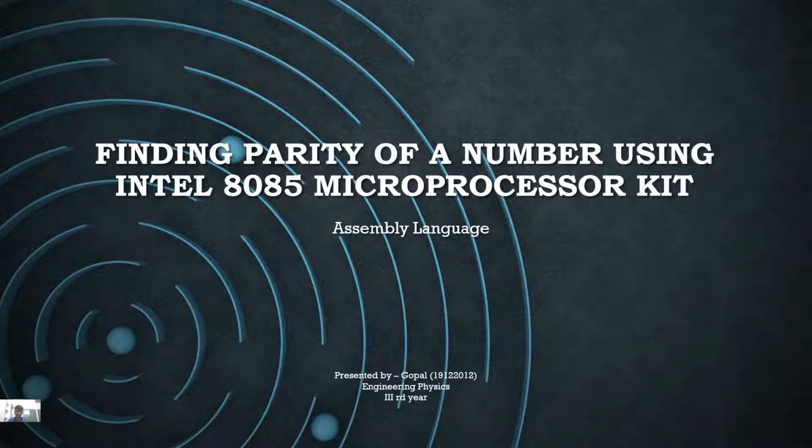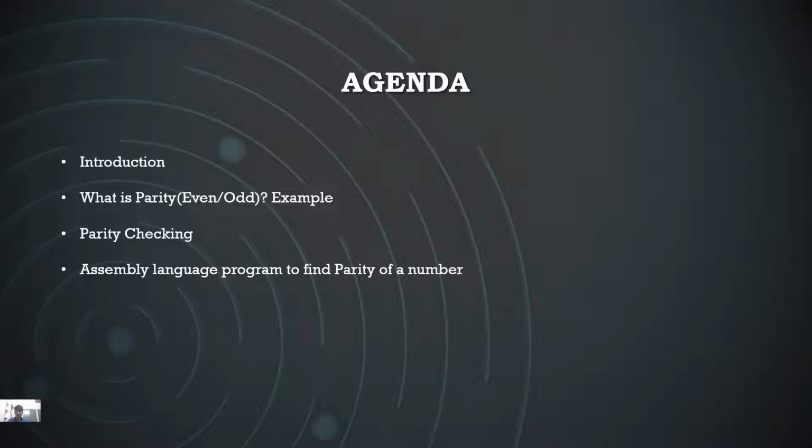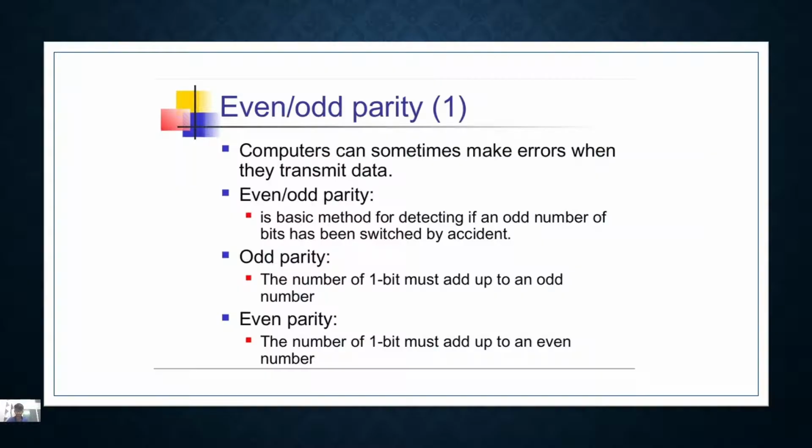Today I would be giving a presentation on finding the parity of a number using the Intel 8085 microprocessor kit using assembly language. So first of all, what is parity, even or odd parity? Its example, how to check parity, and an assembly language program to find the parity of a given number.